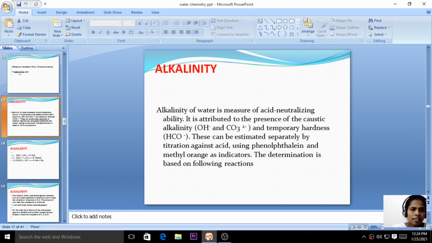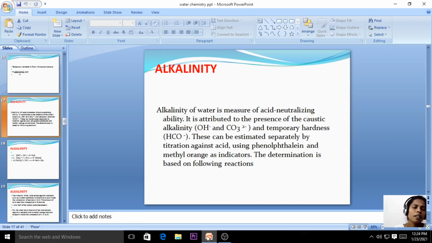In the previous class, we have seen the introduction of water chemistry and determination of hardness of water by using the EDTA method. So today in this session, I am going to explain determination of alkalinity of water sample and also one of the purification techniques, that is the ion exchange method. So first let us see what is alkalinity of water sample and how to determine the alkalinity of water sample.